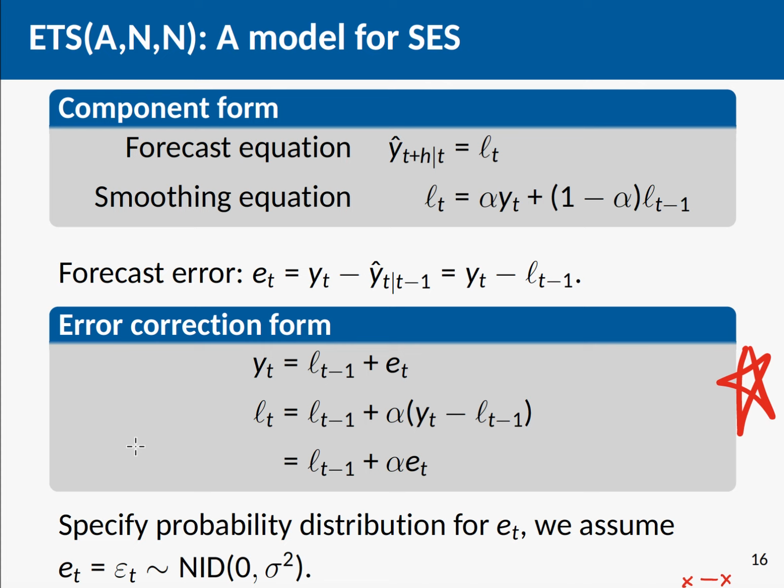Now, when we specify a probability distribution for e_t, we can assume that this is normally identically distributed with mean 0 and variance sigma squared. Okay, so we'll look at an application of this in the next video.